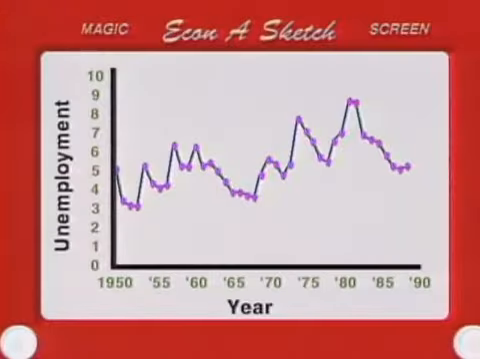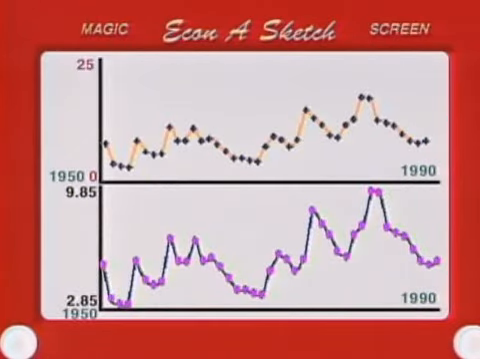For example, here's a time series plot showing the rate of unemployment in the U.S. economy from 1950 to 1990. Let's take exactly the same data and change the scale of the axis. The top picture is one of stability, while the bottom graph shows apparently wild fluctuations. Now, the only difference is the scale of the vertical axis. The aspect ratio of a graph is the ratio of the vertical dimension of the graph to the horizontal dimension.